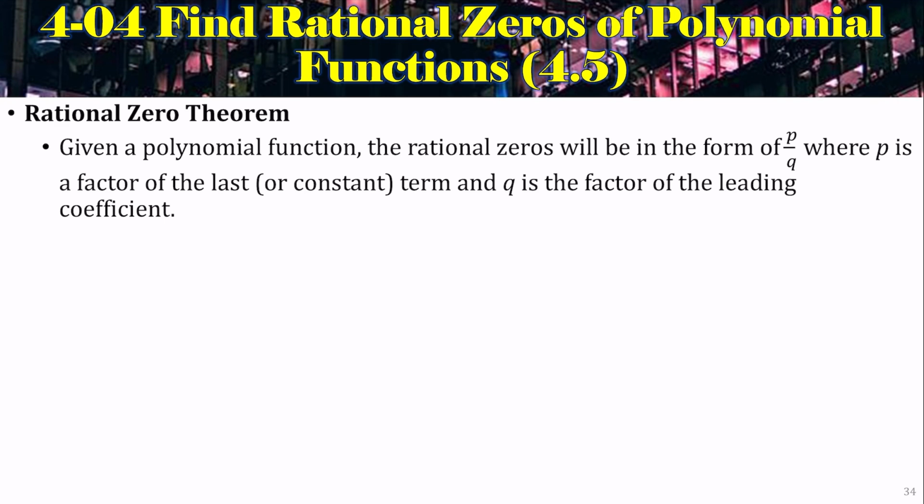If we have a polynomial function, the rational zeros, rational meaning fractions, zeros that can be written as fractions, which includes whole numbers, will be in the form of p divided by q, where p is a factor of the constant term, and q is a factor of the leading coefficient. What this does is, if we aren't given any factors, you could choose anything. This narrows down the choices to something manageable.